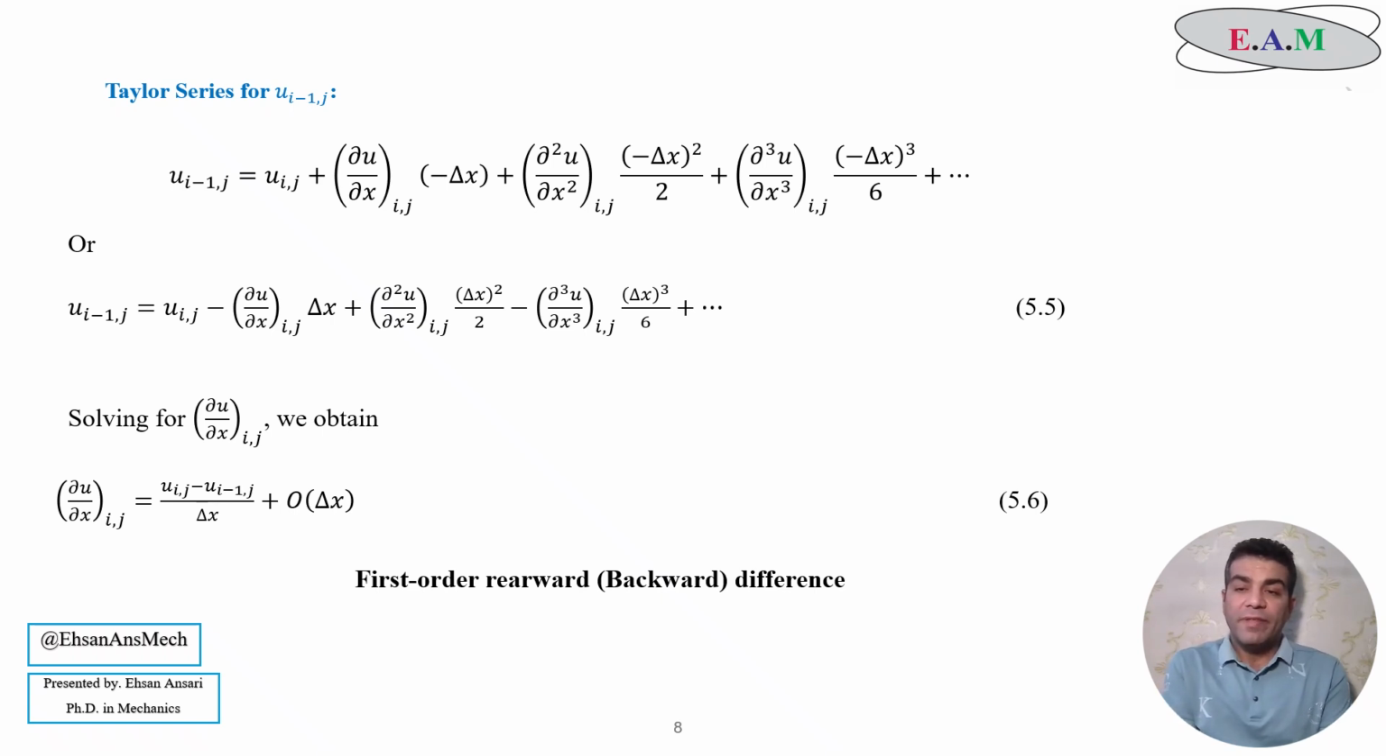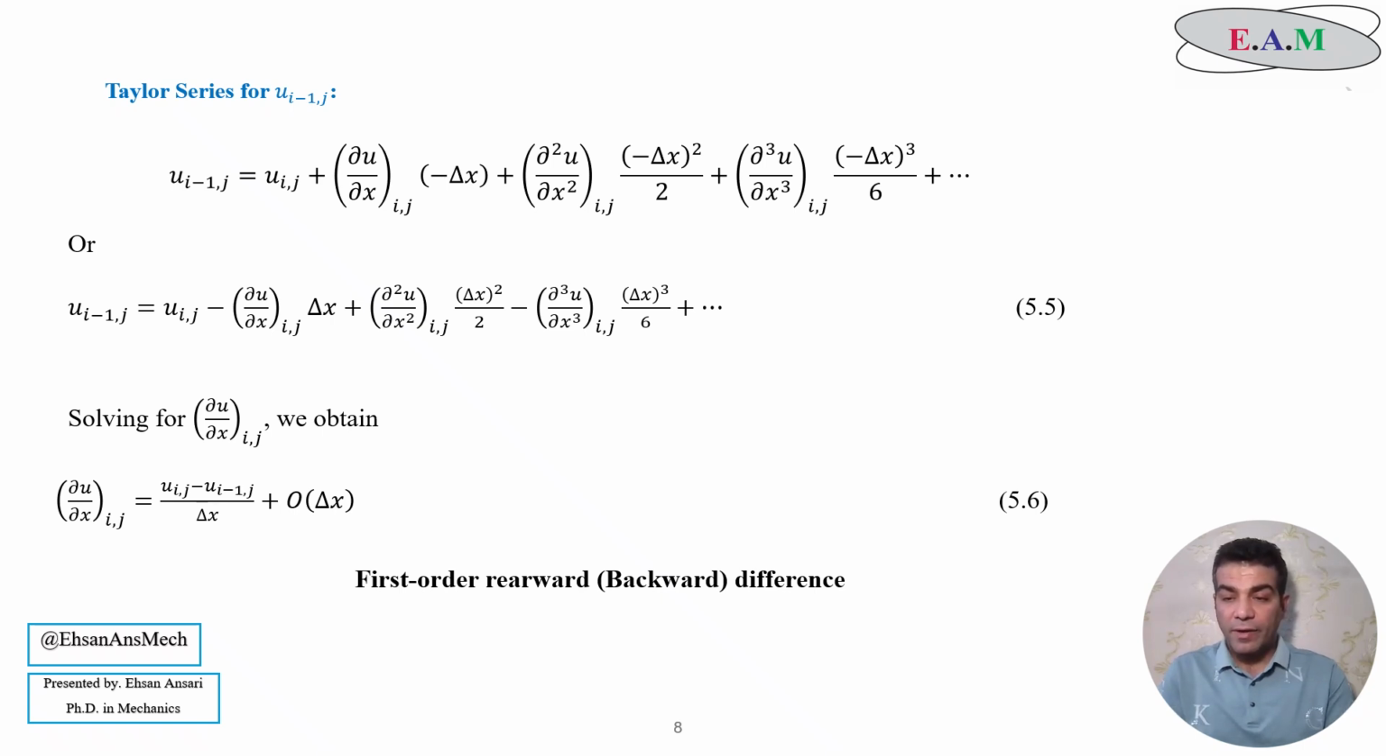Now, to derive the first order backward difference, we express u_{i-1,j} in terms of the pivot value u_{i,j}. Using Taylor's theorem, we expand u_{i-1,j} about the point (i,j), which introduces alternating signs from the minus delta x terms. Equation 5 can be written in equivalent ways, which we'll use to isolate the derivative.